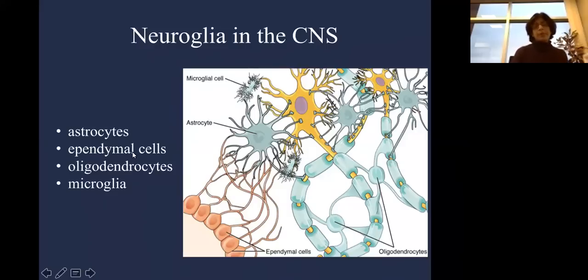Now let's talk about ependymal cells. Ependymal cells simply line the ventricles or the central canal. Ventricles and central canal are cavities. Ventricles are cavities within the brain. Central canal is the cavity within the spinal cord. They have a lining of cells around these spaces. This lining is what you call ependymal cells.